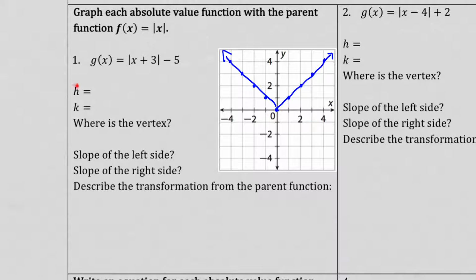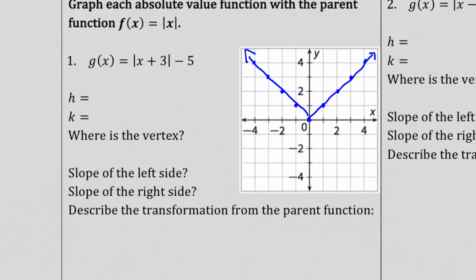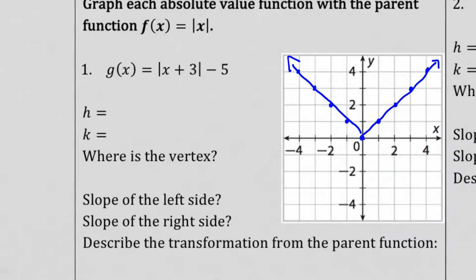H is always the one inside of the absolute value. The way I like to think of it is that H is the homie of X. That's why it's inside with it. But K is not, so K got kicked out.